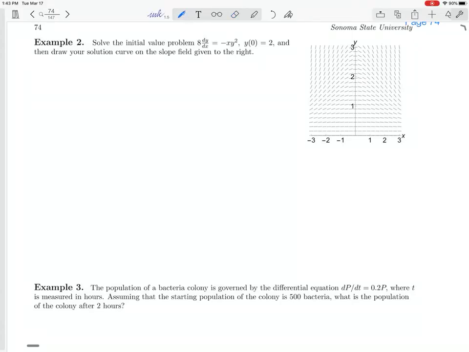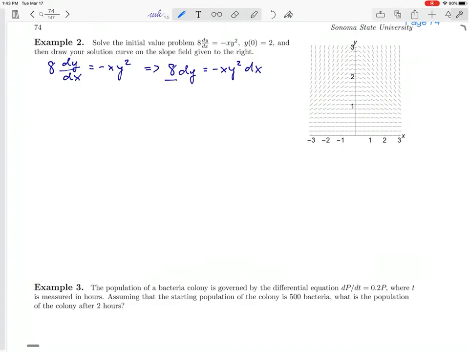We're going to use separation of variables to solve the differential equation 8 dy/dx = -xy². And again, the first step is to multiply both sides by dx. So that gives us 8 dy = -xy² dx.